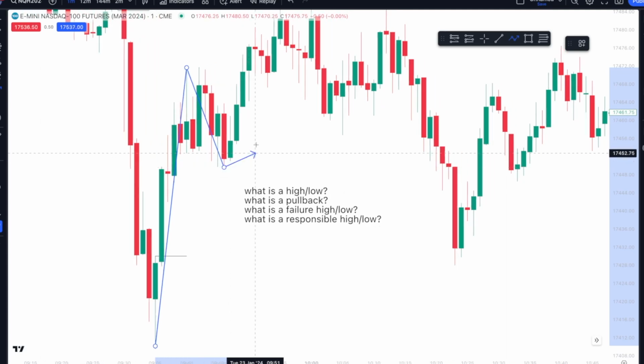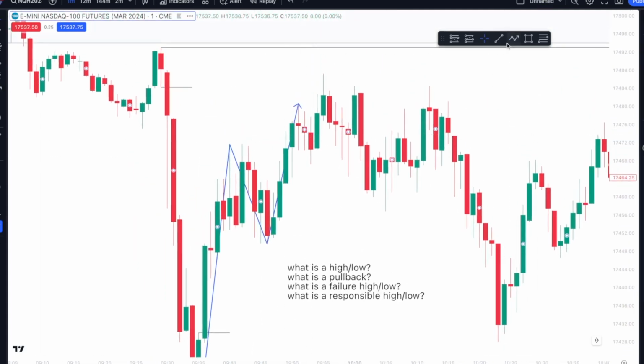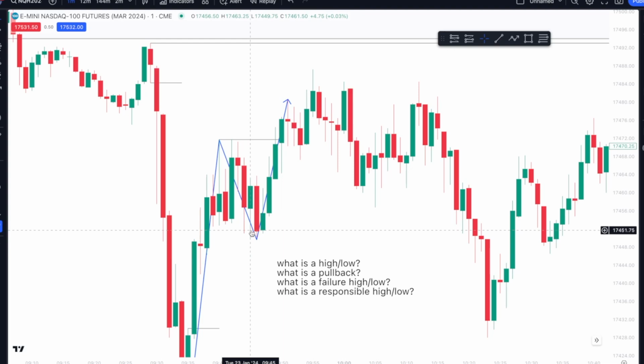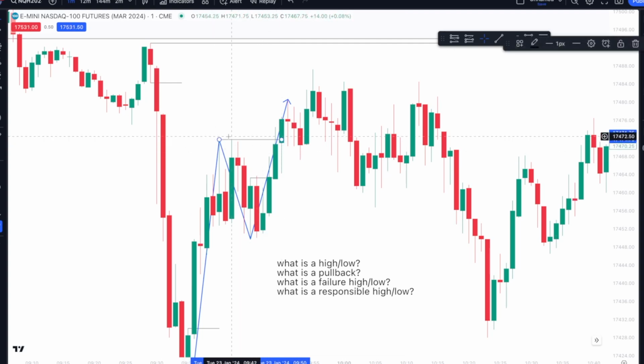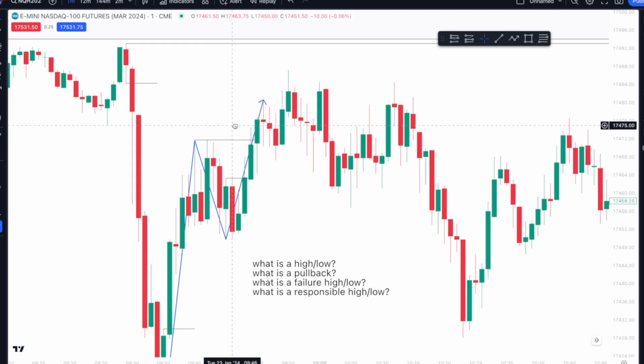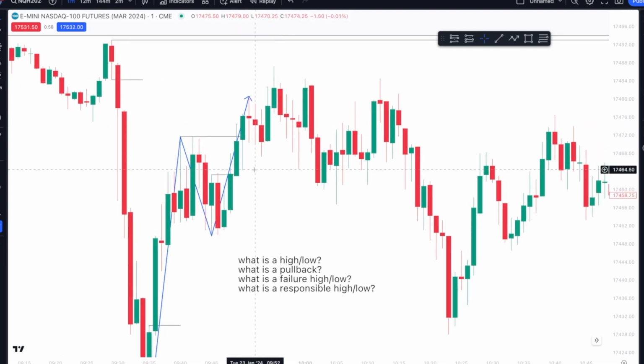We close above the high right here, making this low a successful low. We call it that because it succeeded at continuing the trend. This valid low becomes a valid low whenever we cross and close above this, and it was successful at causing the closure above this previous high. Once we close above it, we now know that we can establish a high up here, making this a successful low. Or another term is a responsible low.